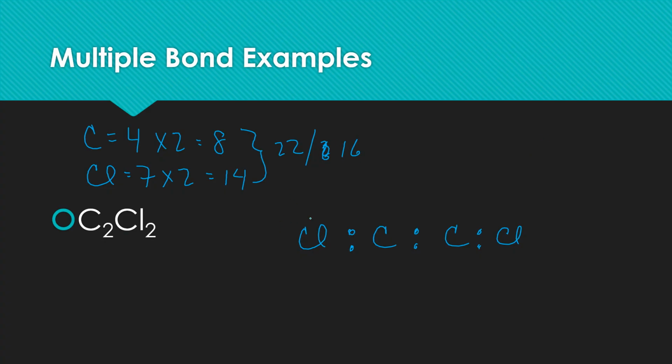Let's make the outside ones full. 1, 2, 3, 4, 5, 6, 7, 8, 9, 10, 11, 12. So I've used 12. So now I have 4 left over.